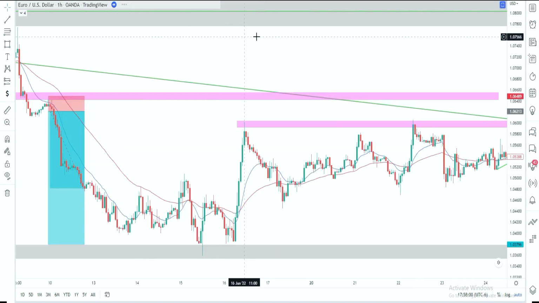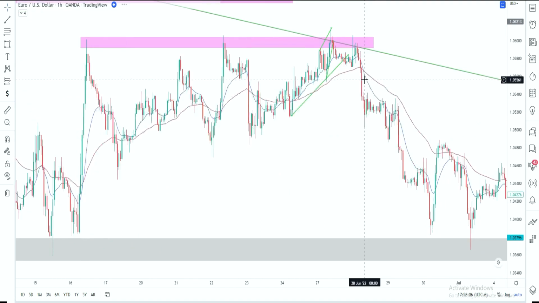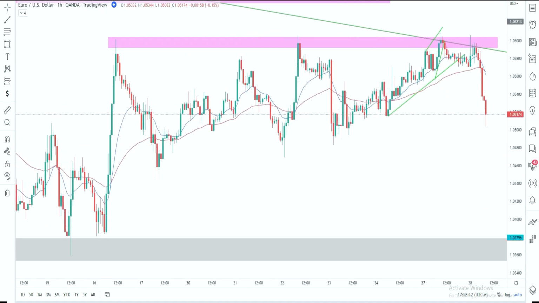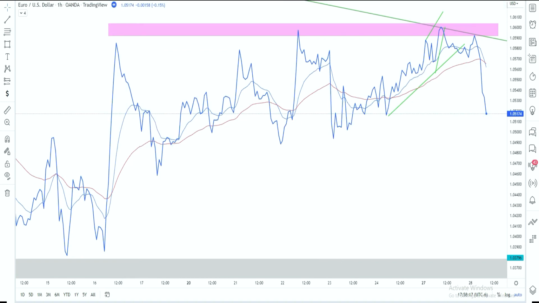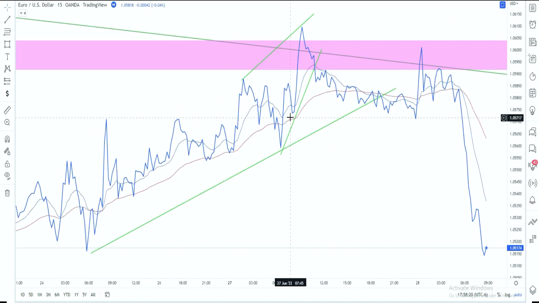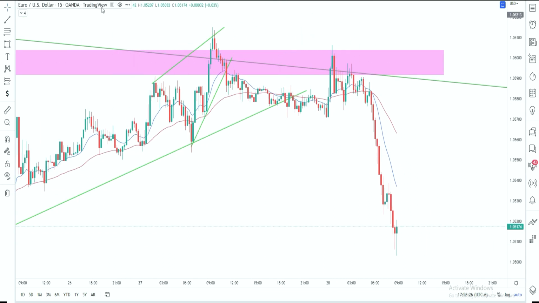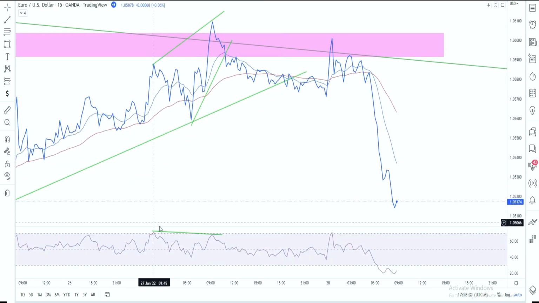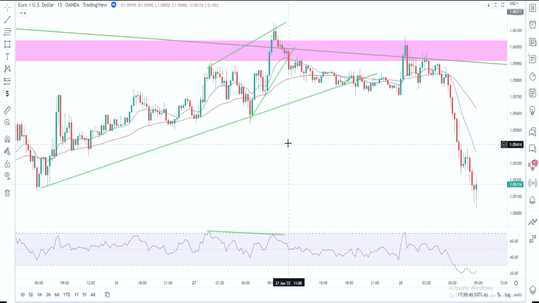Okay, let's go to the hourly, and let's pull up our line chart here. Okay, let's say that you found a 15-minute divergence. Lower point here on the RSI, higher point here on the 15-minute price chart. And we've got a couple different options.